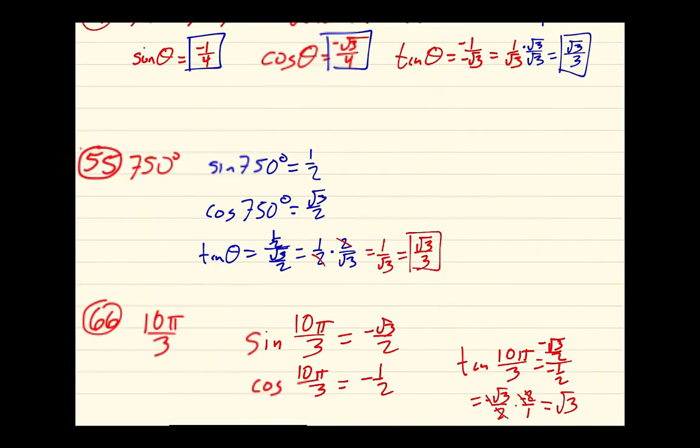So same procedures as last time on number 55. Just make sure that you're finding the coterminal angle. Make sure you remember that the sine is the y value, the cosine is the x value, and tangent is the y value divided by the x value. Or, in other words, the sine value divided by the cosine value.